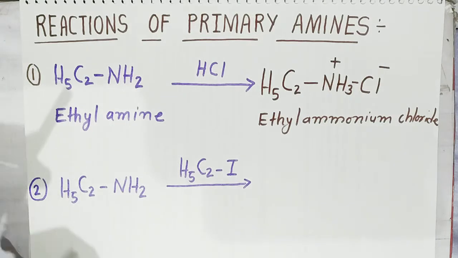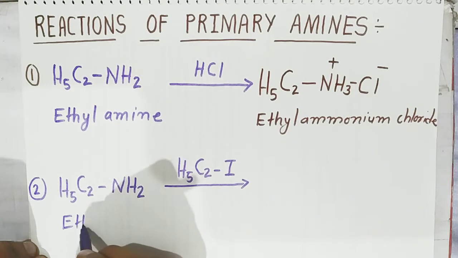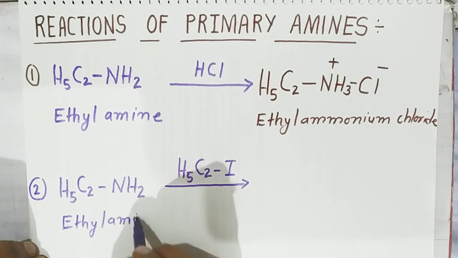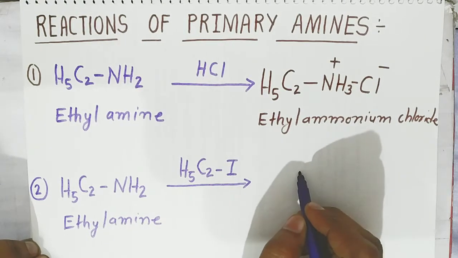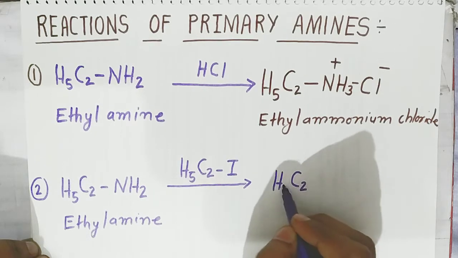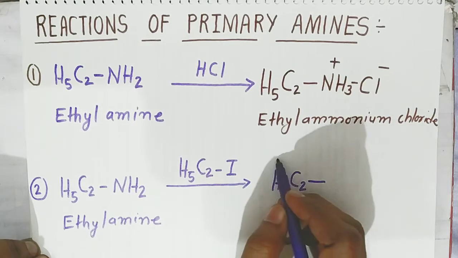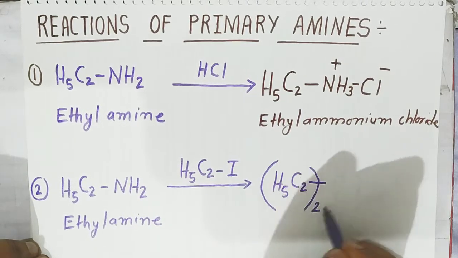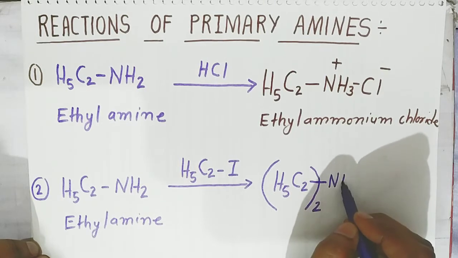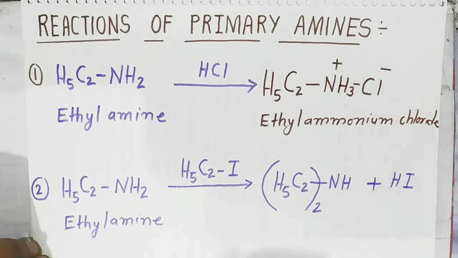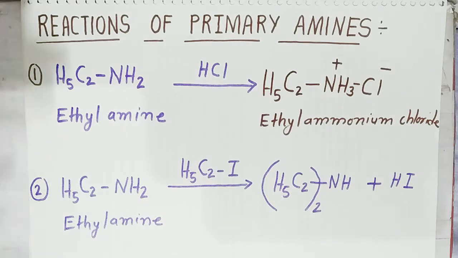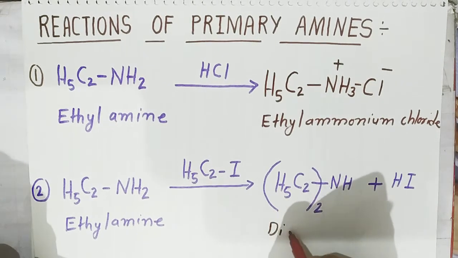What happens, students? This ethylamine reacts with the ethyl iodide and it will form diethylamine, (C2H5)2NH. The C2H5 is twice, and there is a formation of HI, hydroiodic acid. The name of this product is diethylamine.